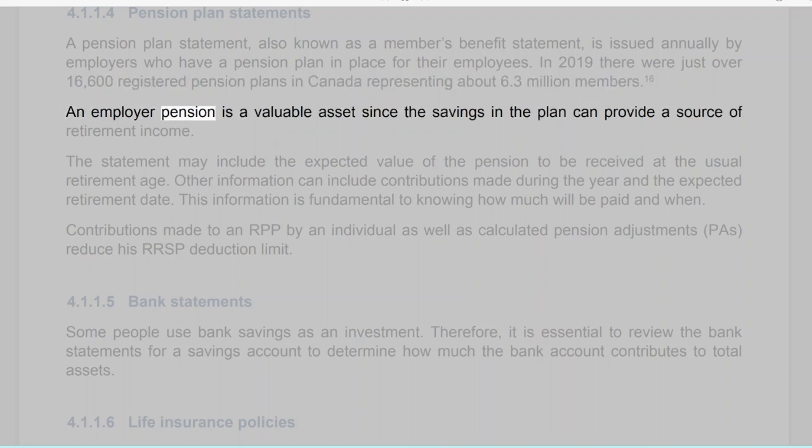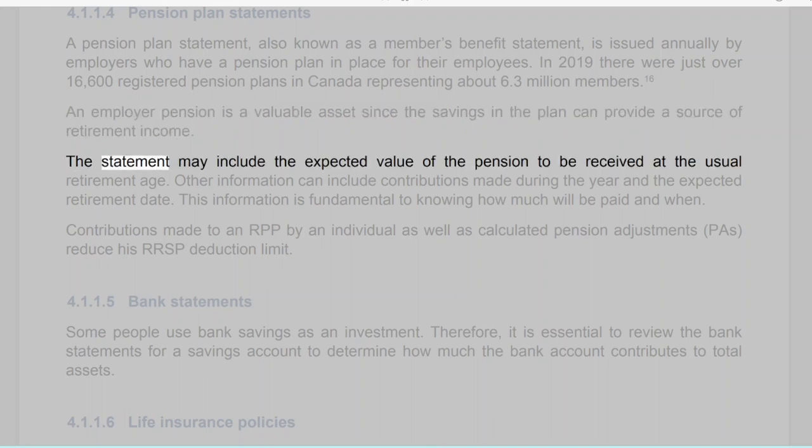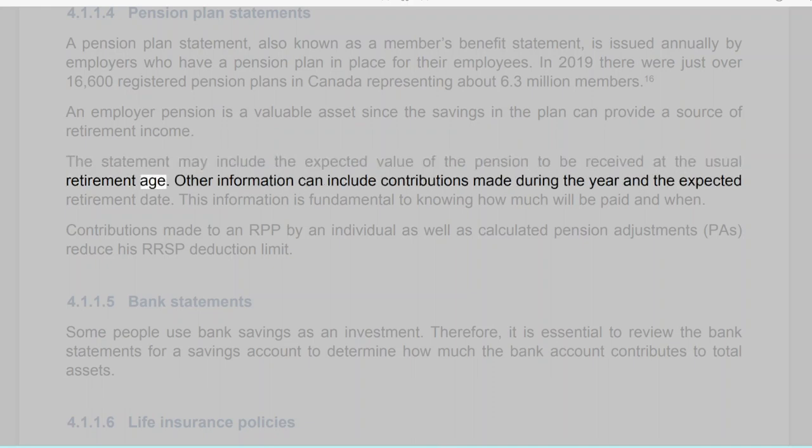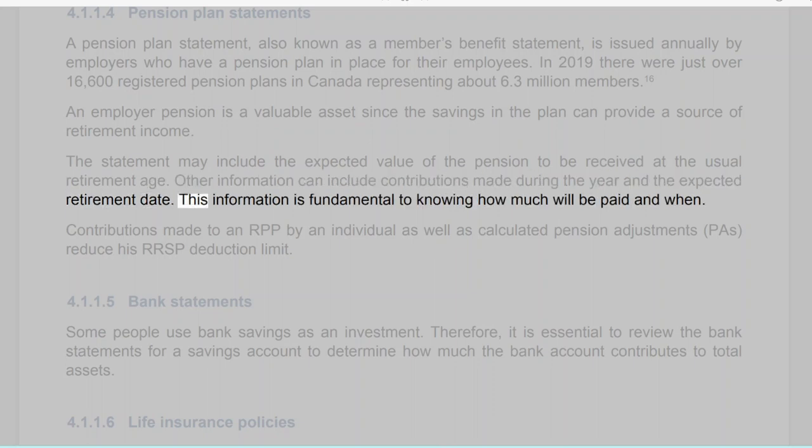An employer pension is a valuable asset since the savings in the plan can provide a source of retirement income. The statement may include the expected value of the pension to be received at the usual retirement age. Other information can include contributions made during the year and the expected retirement date. This information is fundamental to knowing how much will be paid and when.